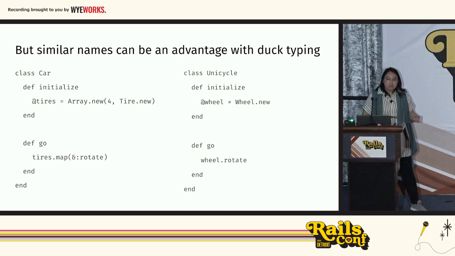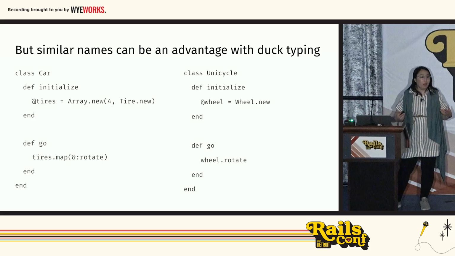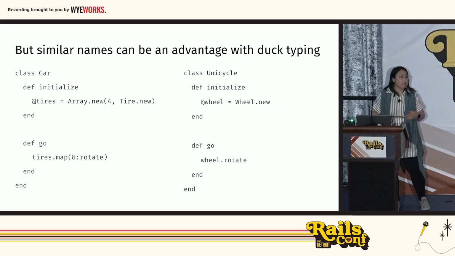However, difference is not always bad, right? As long as it's signifying the same concept, we're okay, and we actually leverage this through duck typing, right? If Go is conveying a similar concept, even if it's implemented slightly differently between classes, we actually use this to create more cognitive similarity between the classes.